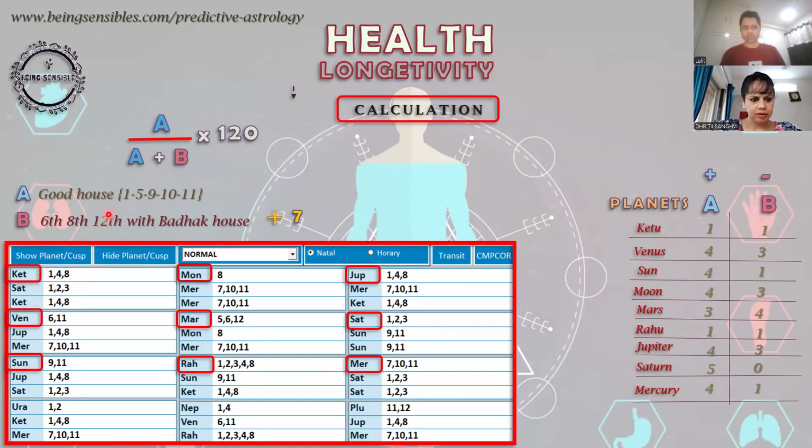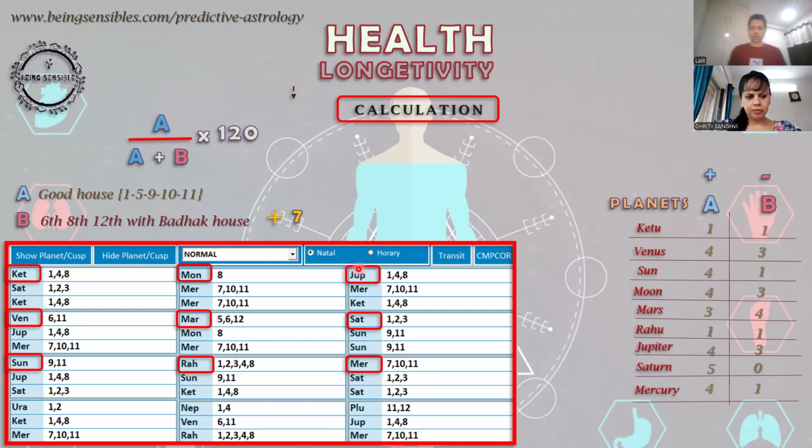We need the good houses: 1, 5, 9, 10, 11. And if we find 6, 8, 12 plus 7, we consider that the negative part. So from this we get the idea that whenever we find 1, 5, 9, we consider it a good number, and the more numbers we find, the more we add.